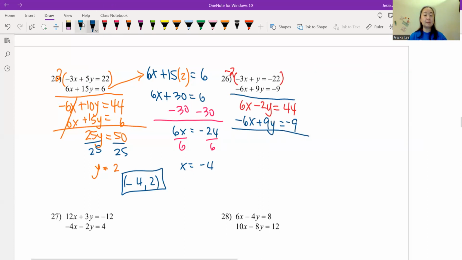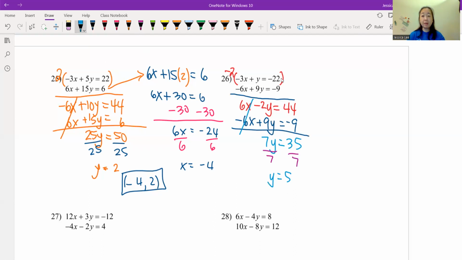And then what do I get? Cancel out the x's, and I'm going to get 7y is equal to 35. What do we do from here? Divide by 7, and we get y is equal to 5.